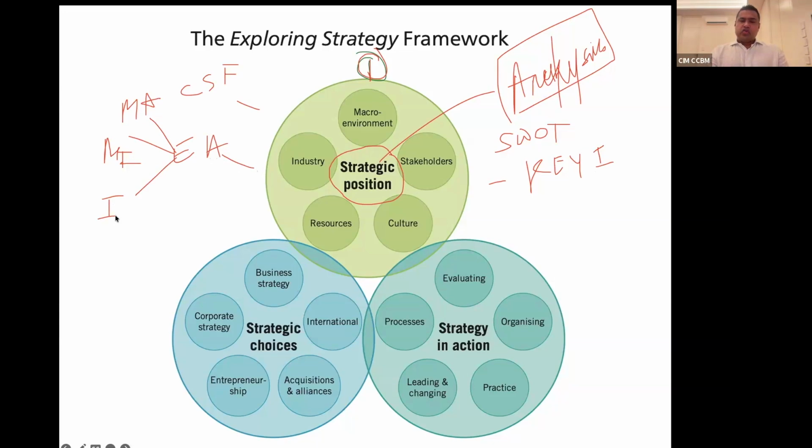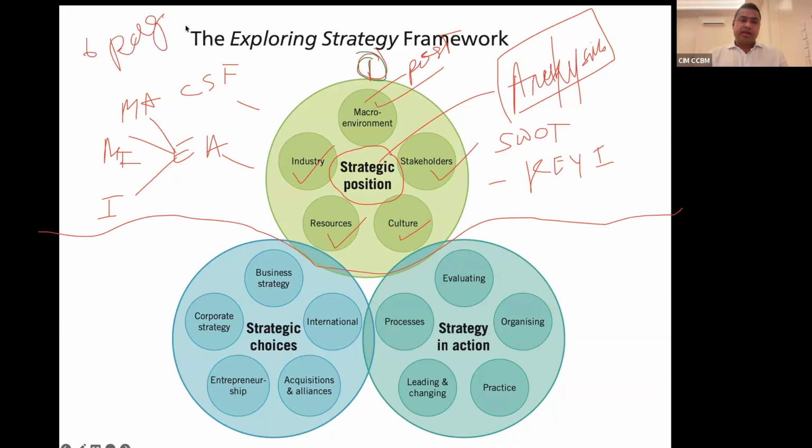Right? So you'll analyze using most of these tools, the internal environment, the culture, the resources, the industry, microenvironment, Porter's 5 forces, stakeholders, macro environment, which means your PEST factors. So you'll do a comprehensive analysis using these tools in the 6-page strategic audit. That's the first thing you and I will do when you get the case study.